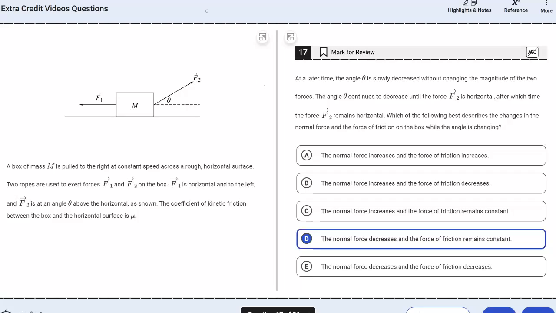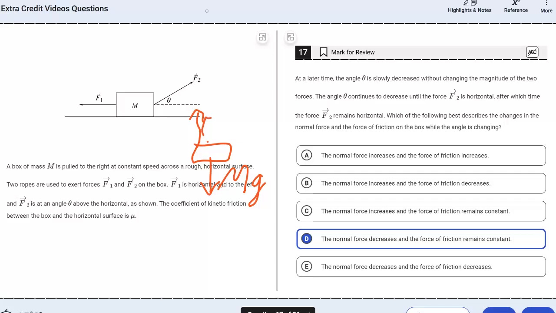So we have our block. Let's do it right here. We have the weight force going down, mg. Then we're going to have going up our normal force. The other physics fact we need to know is that forces are in equilibrium when an object is moving at a constant speed.